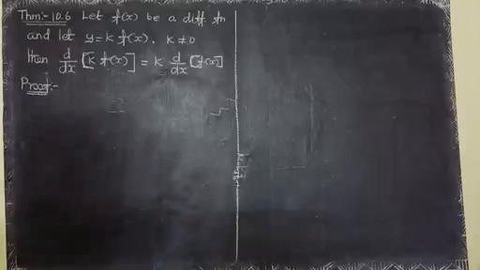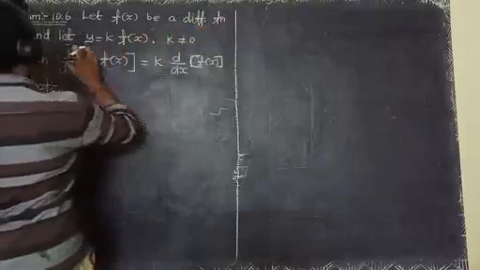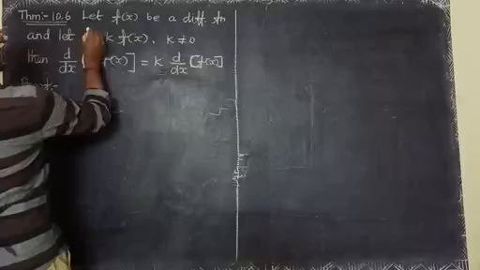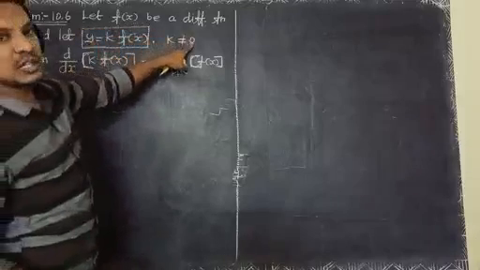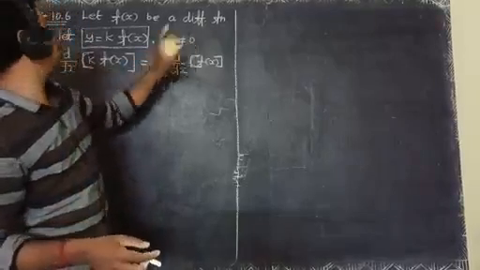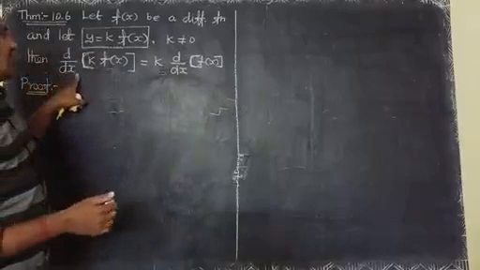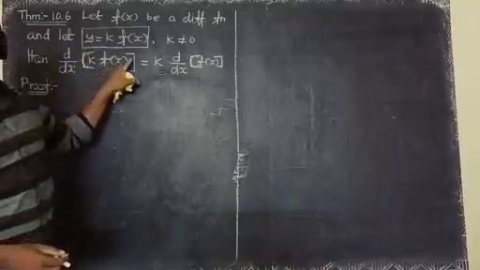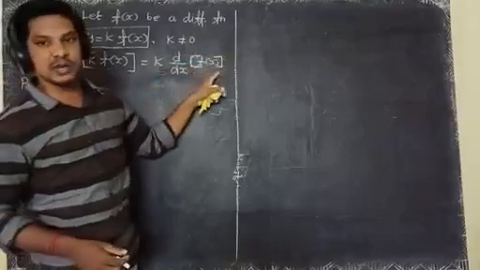Theorem 10.6: let f of x be a differentiable function and let y equal to k into f of x, where k is not equal to 0. Here k is a scalar, that is, some constant not equal to 0. Then d by dx of constant into f of x is equal to constant into d by dx of f of x. Proof.